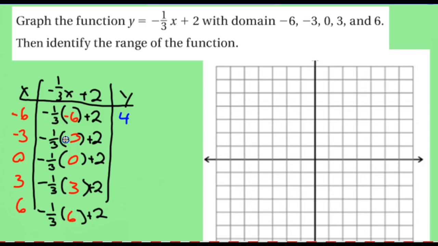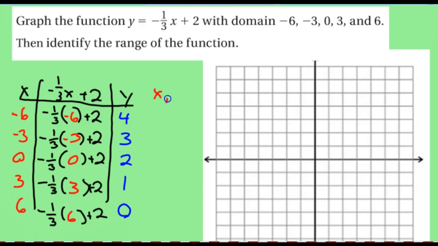-1/3 times -3 is a positive 1, plus 2 is 3. -1/3 times 0 is 0, plus 2 is 2. -1/3 times 3 is a -1, plus 2 is 1. And -1/3 times 6 is -2. -2 plus 2 is 0.